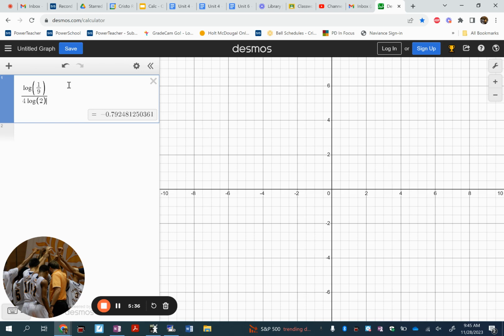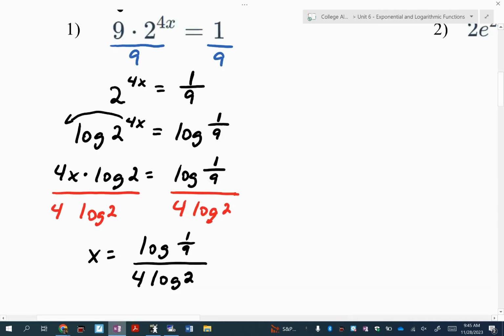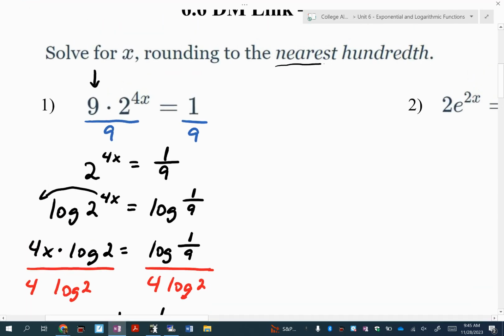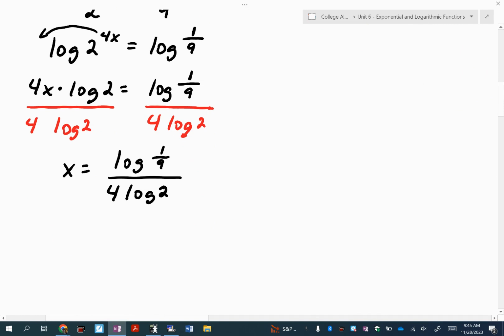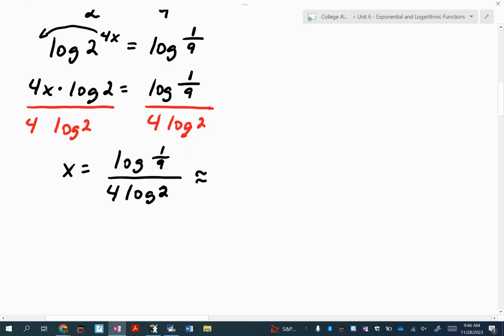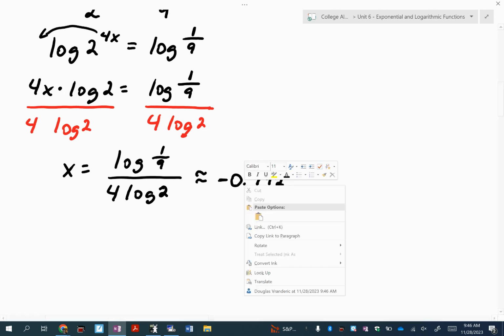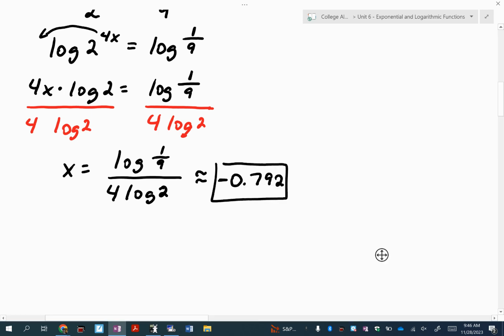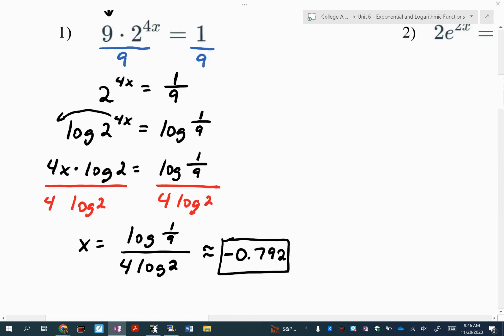Everyone get it? You got it? So as a rounded value, when I write down the answer, Delta Math's going to ask you to do this because it says round to the nearest hundredth. When I write this as an answer to the nearest hundredth, I'm going to put negative 0.792. So this is what I'm writing in my answer, okay?